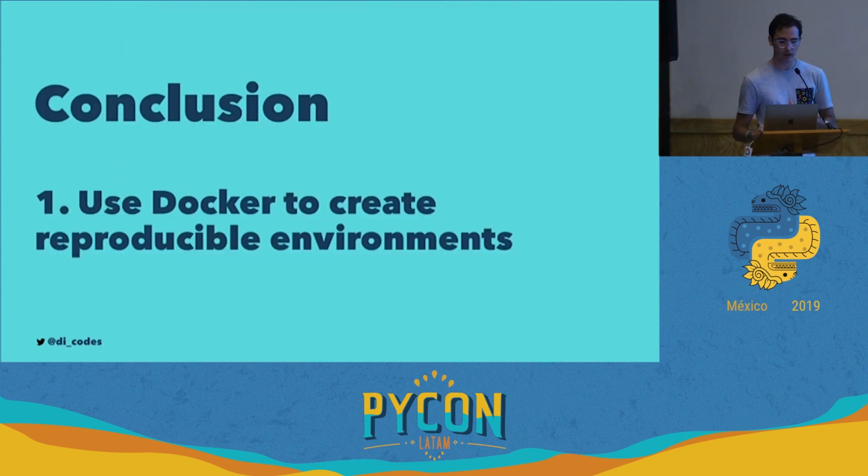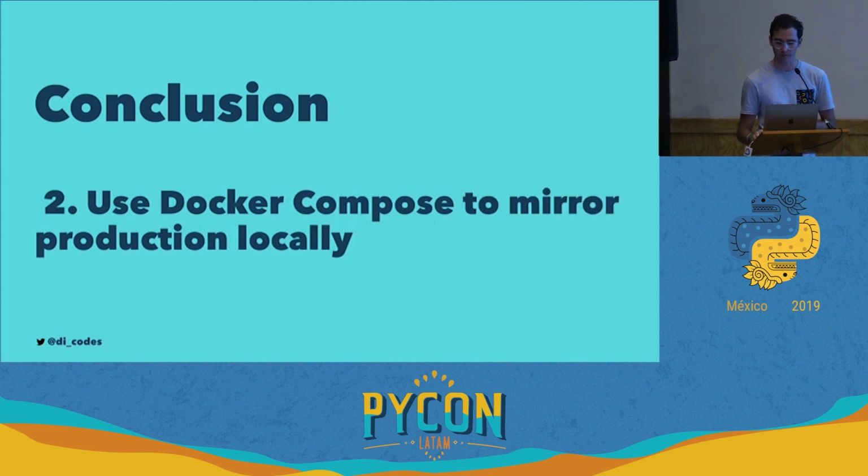Cool. All right, so in conclusion, I want you all to start doing a few things. First, use Docker to create reproducible environments. Virtual envs are good. You can use them locally to test certain things here and there. But I think people can start to use Docker when they're defining web applications and services that they're going to share with teammates or with other open source contributors, et cetera.